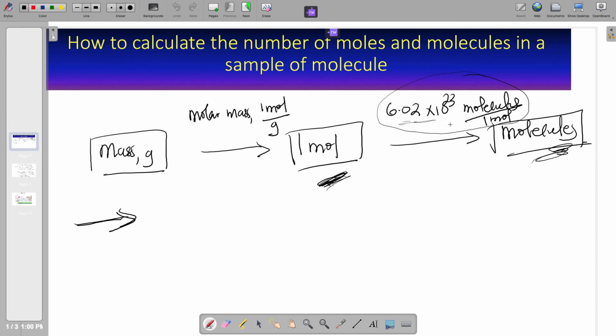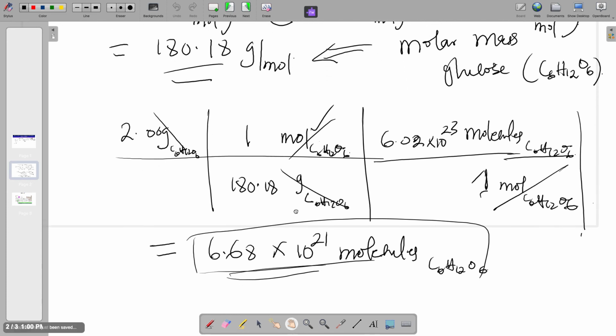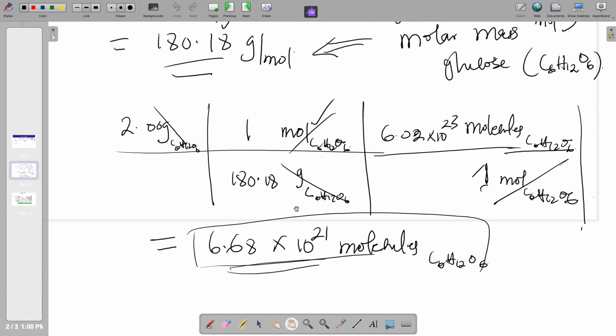Here you don't have to flip anything, you just set it up as it is: 6.02 times 10 to the power 23 molecules per mole. The moles cancel out and you just have your molecules left. Eventually, you just multiply and divide, and your answer would be 6.68 times 10 to the power 21 molecules. Okay.